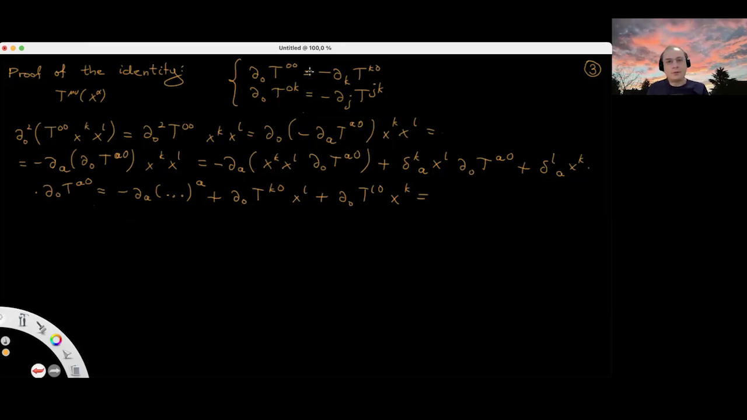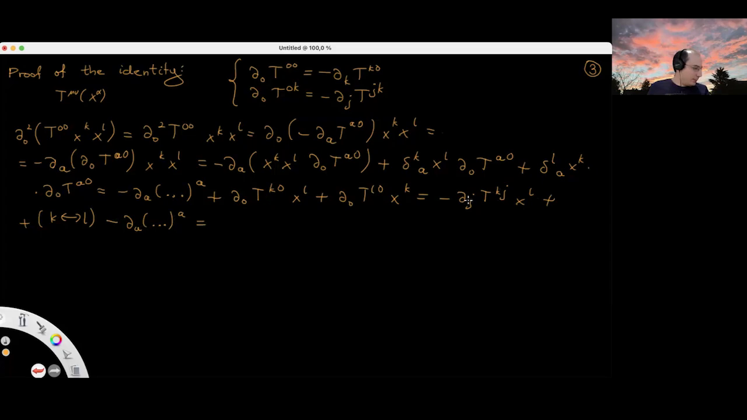So now we can use this identity over here to apply to these two terms. So we get from this one minus d j t k j x l plus the same thing with k and l reversed. This is just the same term, but with the role of these two guys reversed. Minus the divergence part.